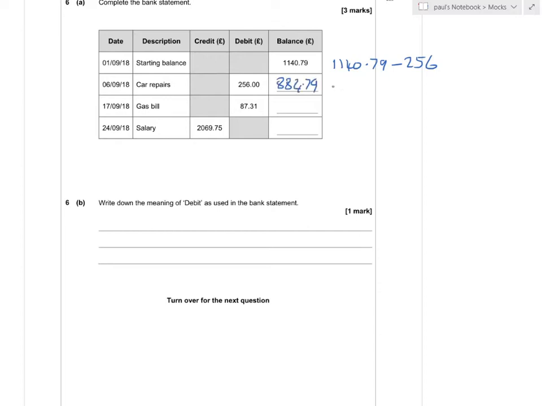884.79. Now we're going to take that number and take away 87.31, and that equals 797.48. Now we're going to add the salary. That's a good salary, 2069.75. So plus 2069.75 equals 2867.23.